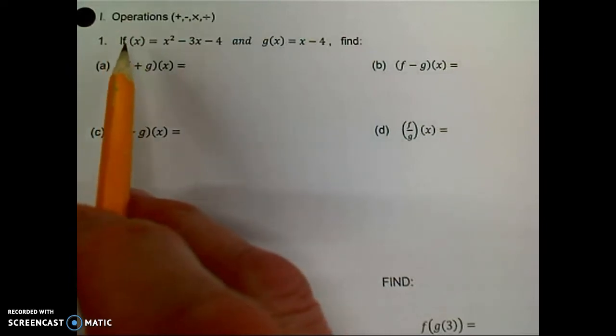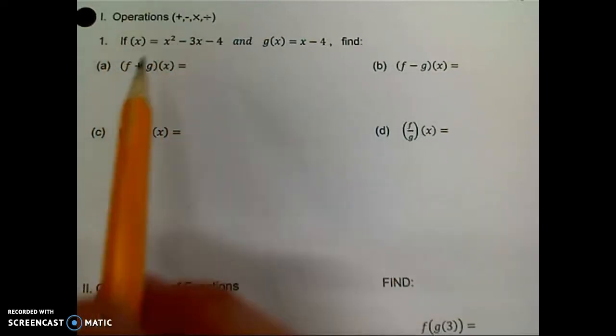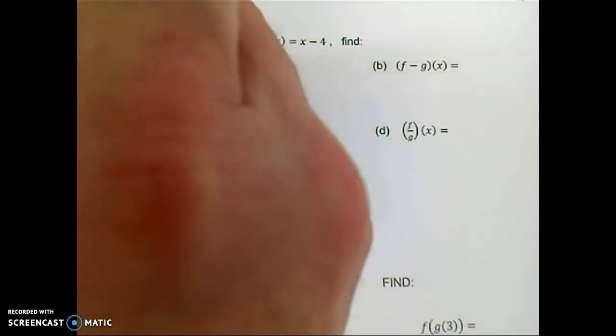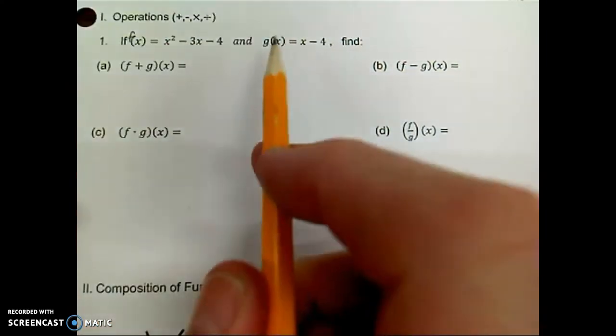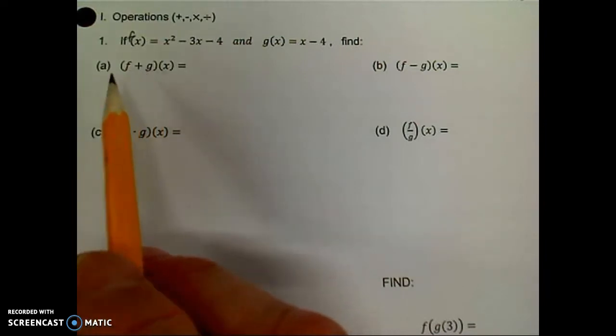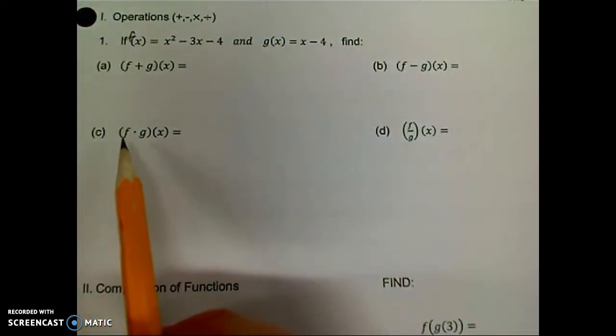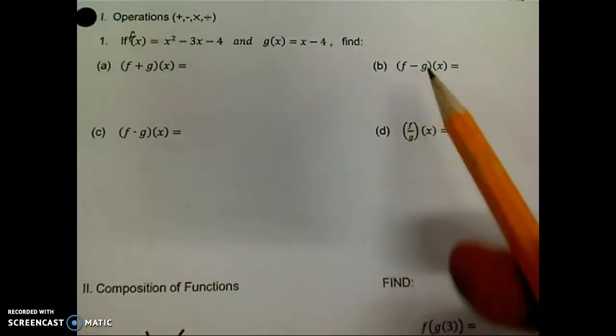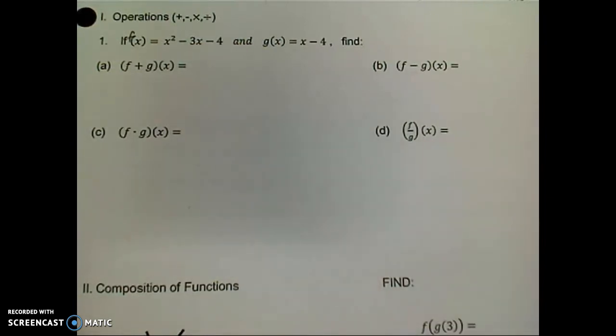We're going to call x squared minus 3x minus 4, f of x. And g of x will be x minus 4. And we're going to add those two together, f plus g of x, f times g of x, f minus g of x, and f divided by g of x. So let's take a look at what that would look like.